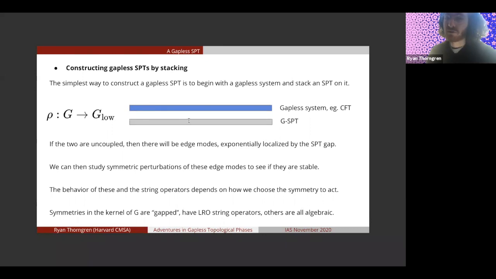To formulate this question, we're going to have our global symmetry G, and it's going to be represented some way on the low energy degrees of freedom. And we're going to allow arbitrary couplings that preserve this global symmetry.